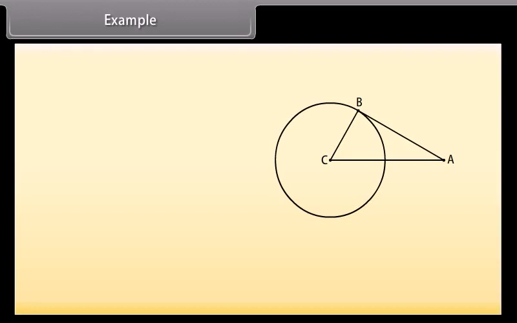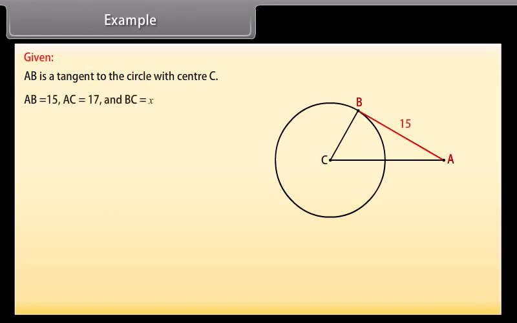Example. Now look at this figure. We can see that AB is a tangent to the circle with center C. AB is 15, AC is 17, and BC is x. We have to find the value of x.